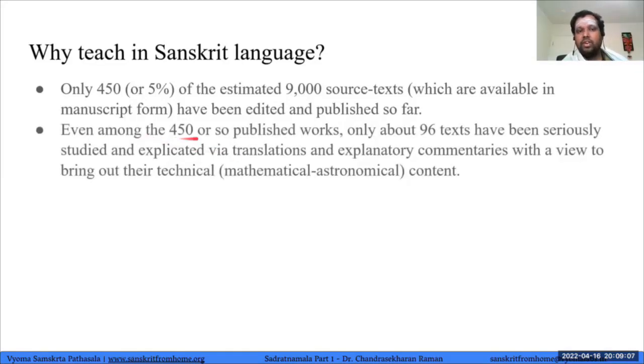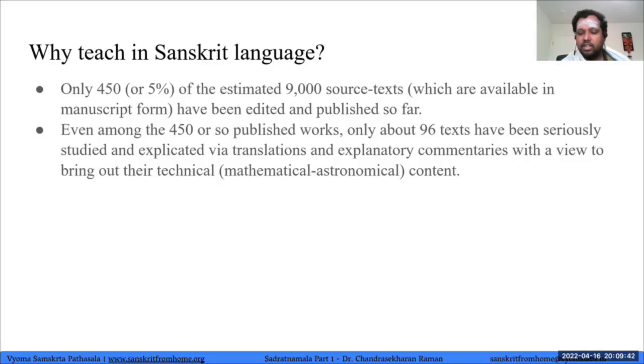And then even among the 450 or so published works, only 96 texts have been seriously studied. So again, from 450 we are down to 96, explicated via translations and explanatory commentaries with a view to bringing out the technical content, so mathematical and astronomical content. What I showed till now doesn't even count up to 96, right? So out of those 96 texts, we study only very, very few. As I said, it's all the very famous ones.